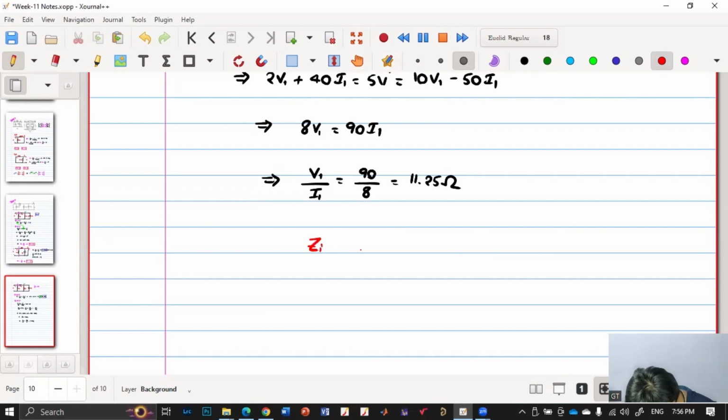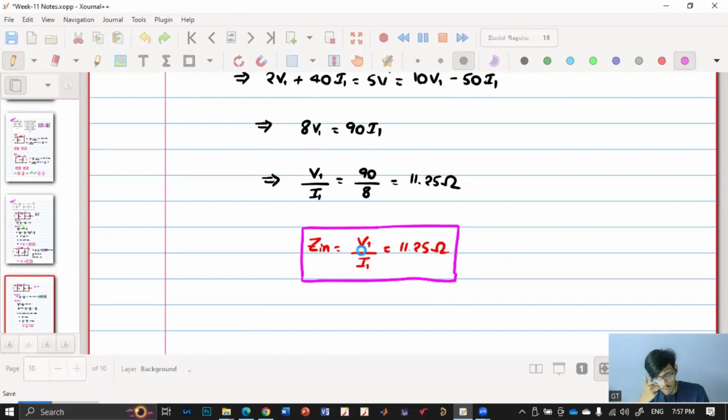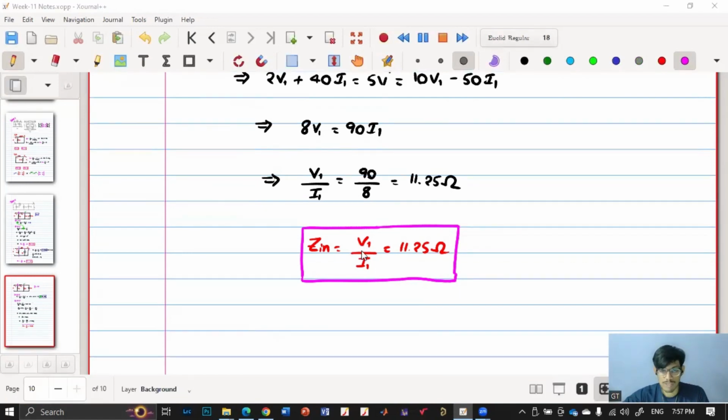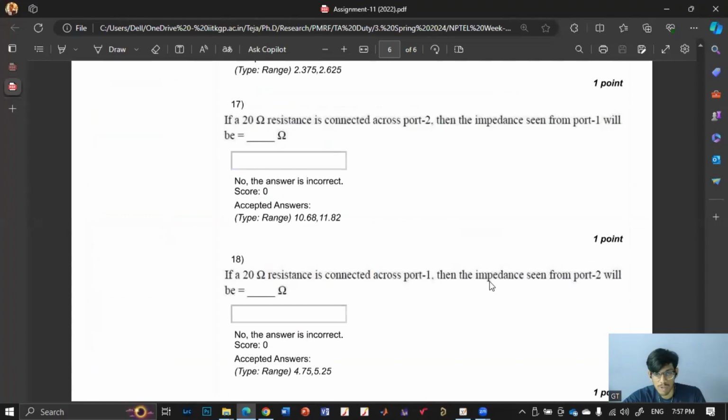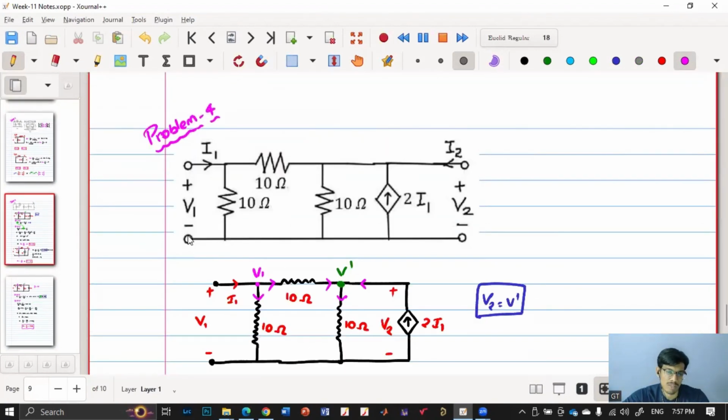Okay, so this Z input is equals to V1 by I1, which is 11.25 ohms. So we got the input impedance when there is 20 ohm connected at the output. The input impedance is 11.25 ohms. Now, the last part of this question, when there is 10 ohm connected at the input, what is the impedance seen from the output? So they're asking Z out when there is a 10 ohm connected here. So now you may ask, sir, if 10 ohm is connected here, this parallel, and then this in series, then this in parallel. So that is the overall impedance.